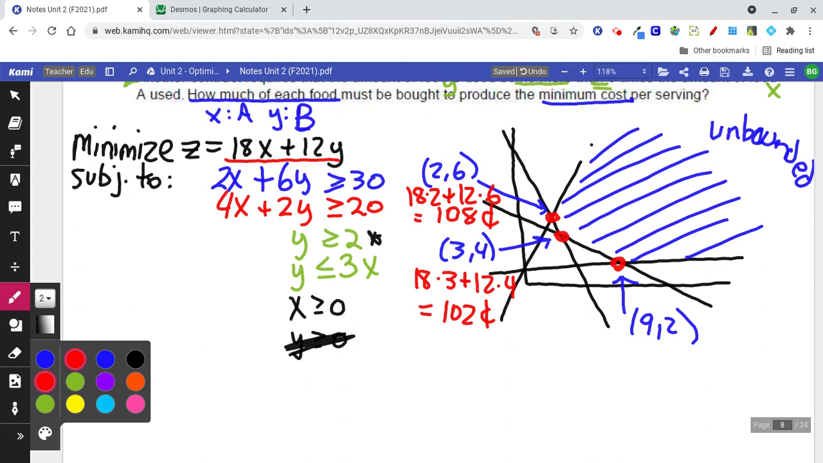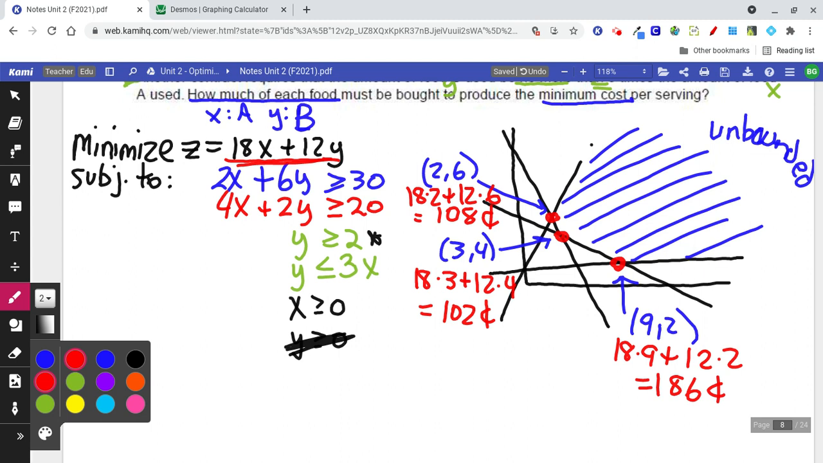9, 2. Plug that in. 18 times 9 plus 12 times 2. Again, I'm just looking at this objective function. That's going to be 186 cents. Okay.